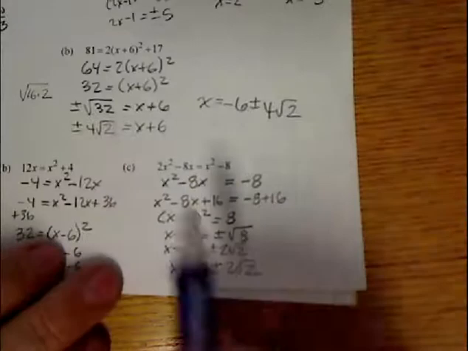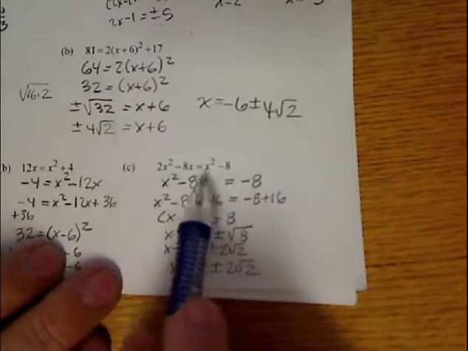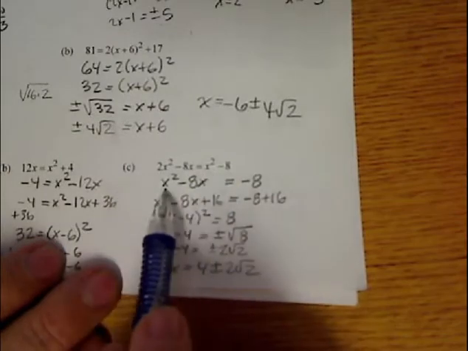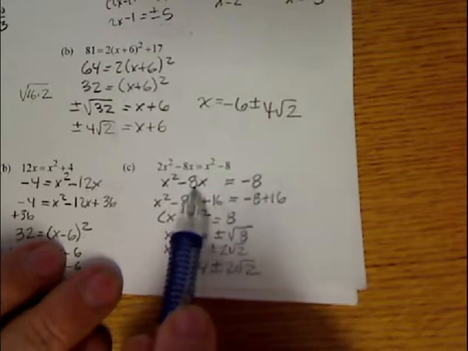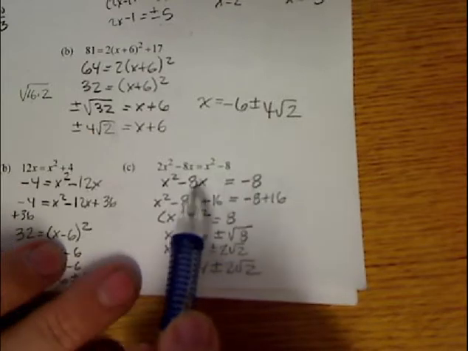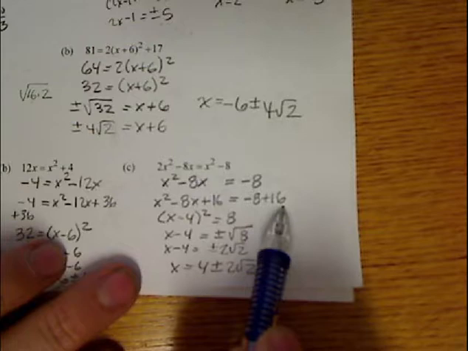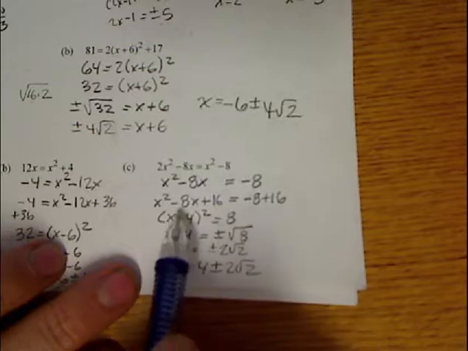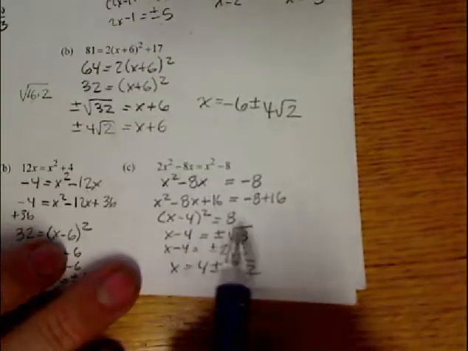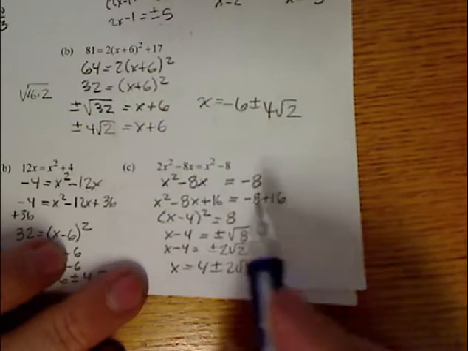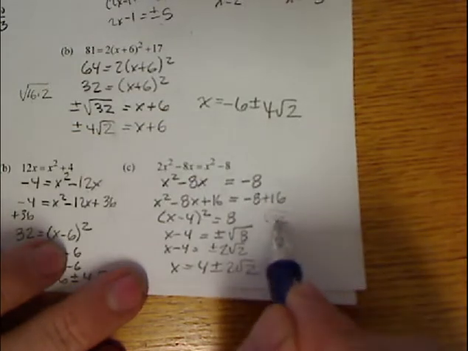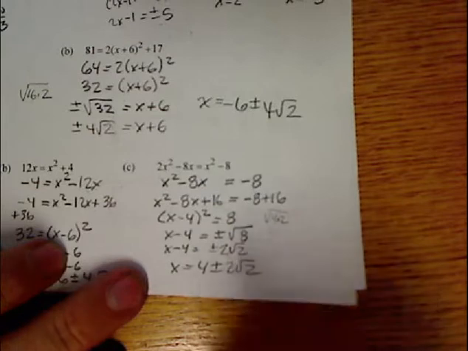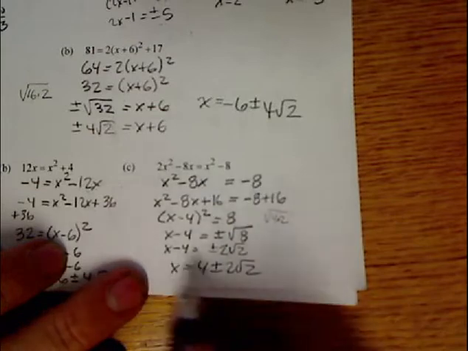So again, I want to get all my squares on one side, keeping the squares positive. So I'm going to subtract x squared. I'll leave the negative 8 on the other side. Half of negative 8 is negative 4. Squared is 16, so I added 16 to both sides. This becomes x minus 4 squared. Take the square root. Square root of 8, well, 8 is 4 times 2. Square root of 4 is 2, so I get 2 root 2. Then I can add 4.